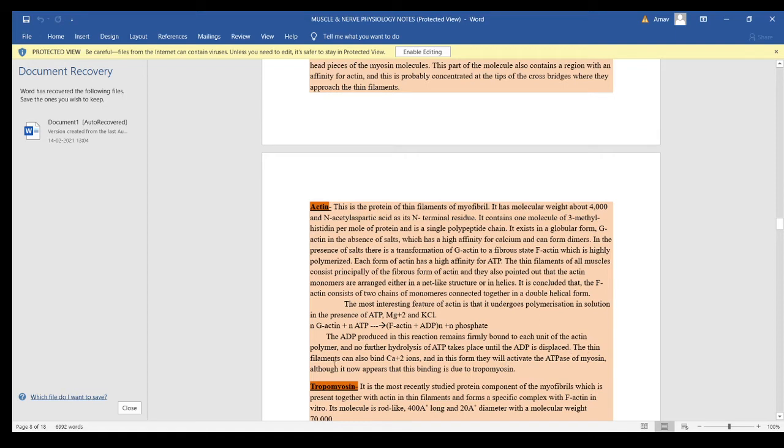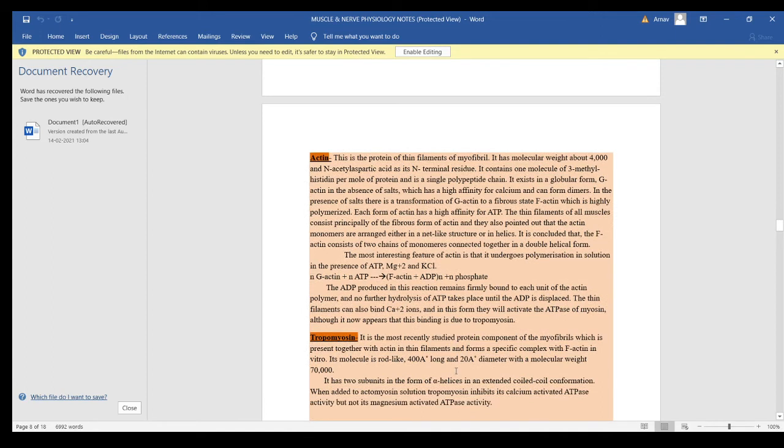So the thin filaments can also bind calcium ions, and in this form they will activate the ATPase of myosin, although it now appears that this binding is due to tropomyosin. So the myosin filament gets attached with the actin filament with the help of one more protein, that is the tropomyosin. Then the other protein is the tropomyosin.